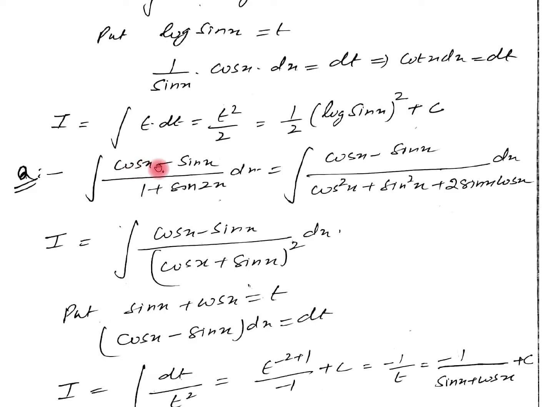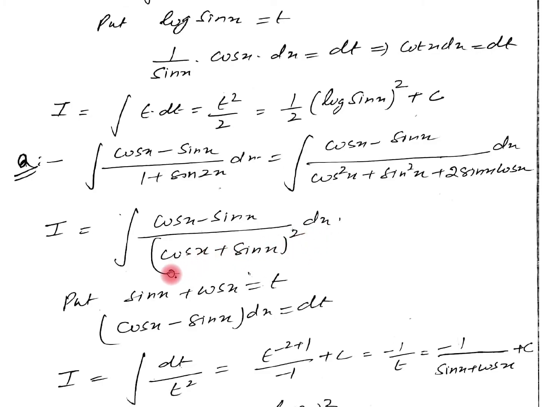Now in the same way, integral of cos x minus sin x upon 1 plus sin 2x dx. Now 1 can be written as cos square x plus sin square x, plus 2 sin x into cos x. Then it becomes a square plus b square plus 2ab. It is cos x minus sin x upon cos x plus sin x whole square dx.